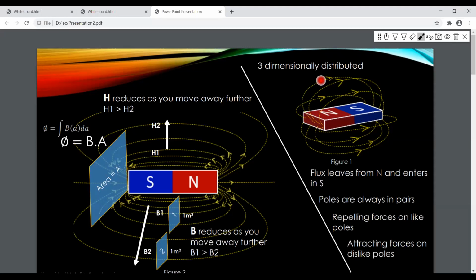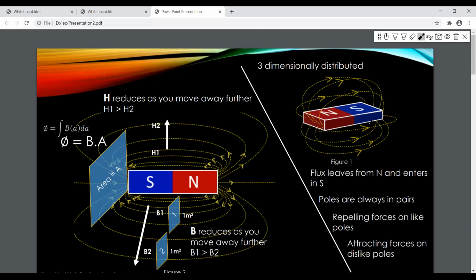And they are always closed paths, right? In other words, you won't see magnetic flux which is not ending at a south pole, right? So all the time it's going to end somewhere in a south pole and begin from the north pole by convention. That's something we define in order to make it easier to explain the things happening with magnets, right?